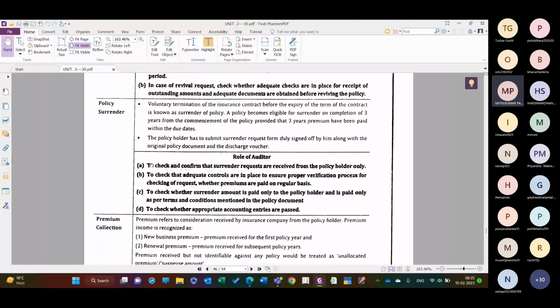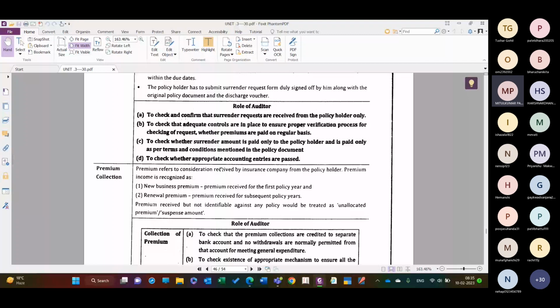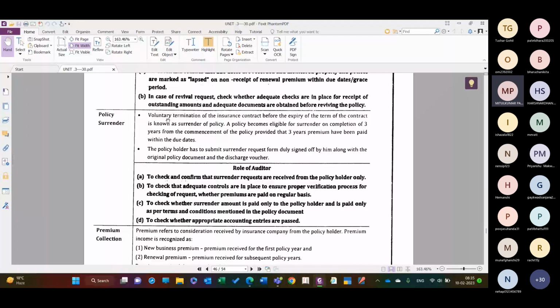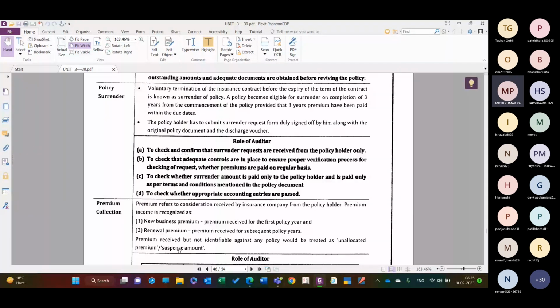So in that, what is the role of an auditor? I think this will increase, in my view. If there is insurance policy work, this is going to increase. All of you should know the role of the auditor: check and confirm that the surrender requests are received from the policyholder only.